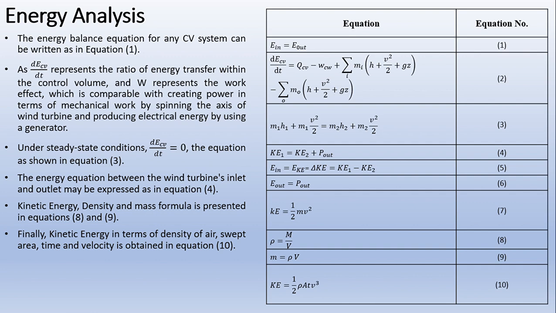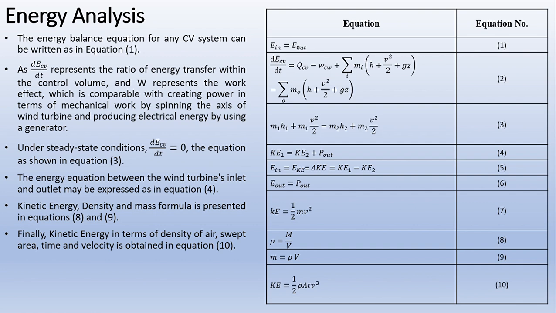And the rate of change of energy of a control volume with respect to time represents the rate of energy transfer within the control volume, and W represents the work effect, which is comparable with creating the power in terms of mechanical work by spinning the axis of the wind turbine and producing the electrical energy by using the generator. Now under the steady state condition, the rate of change of energy of a control volume with respect to time is equal to 0, and the equation is as shown in equation number 3.